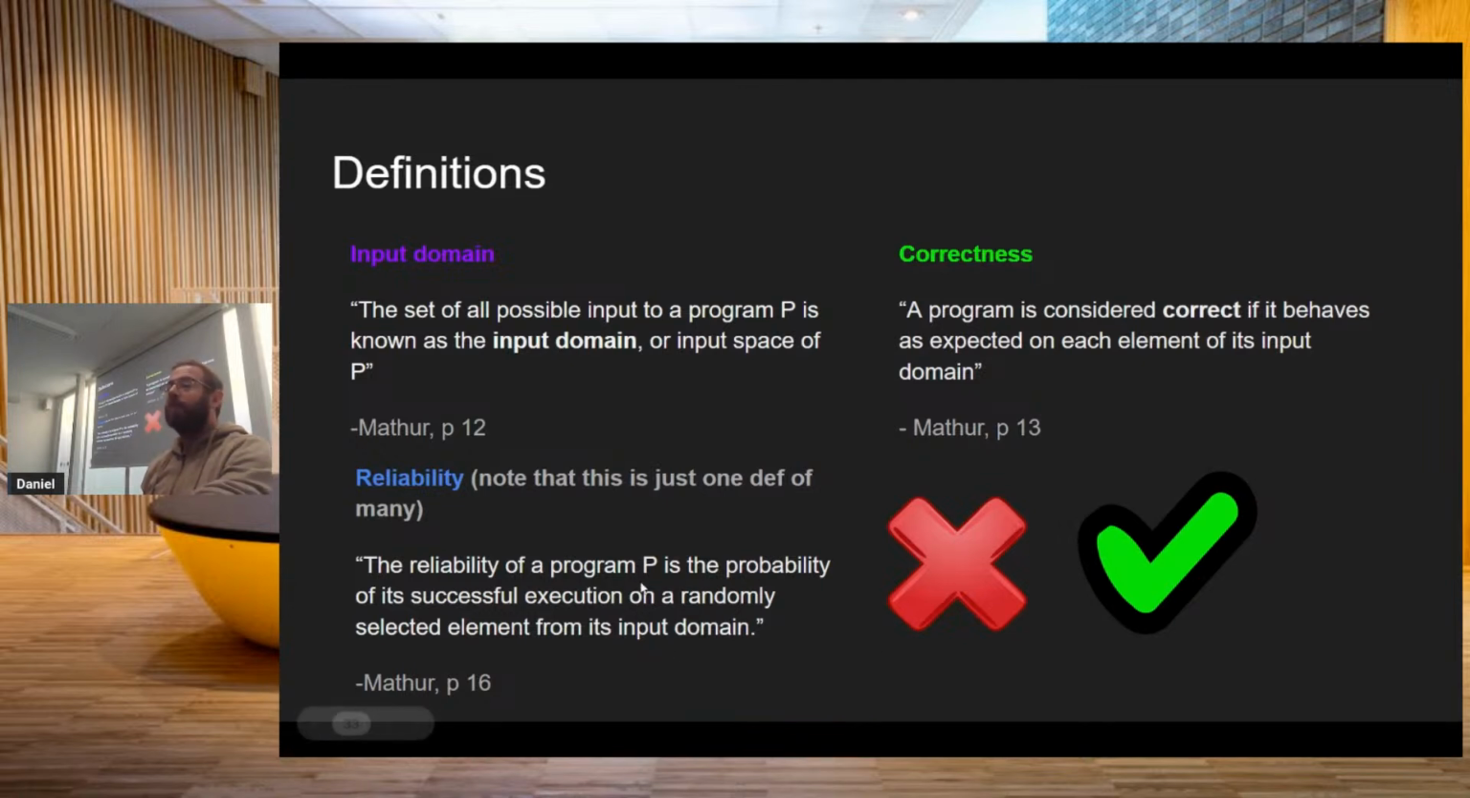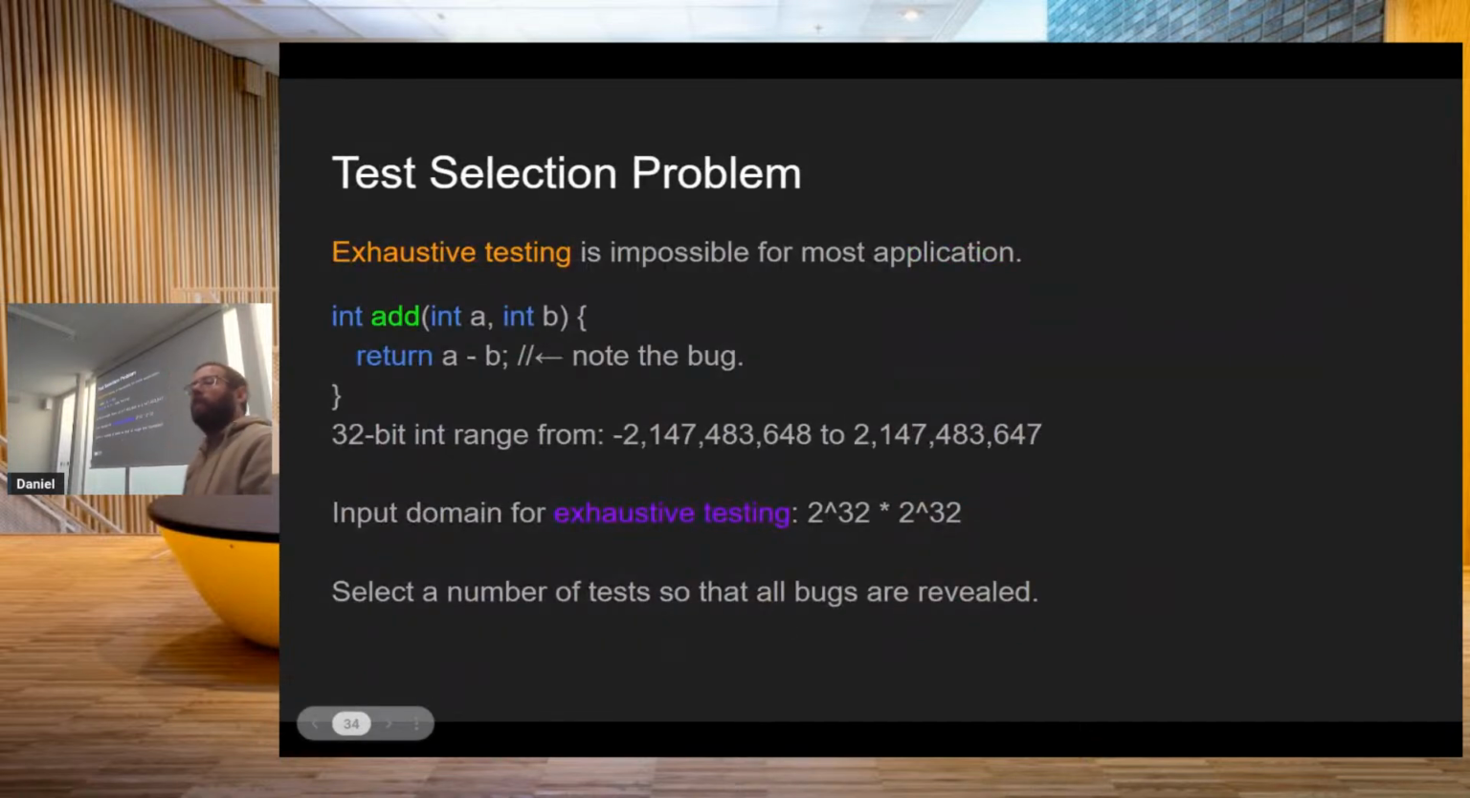Exhaustive testing is impossible for most applications. In this case, it's super easy to find the bug, the minus sign, right? We only need one test case where B is not 0 in order to find the bug. Still, if we wanted to test every part of the input domain in order to prove correctness, that would be called exhaustive testing. We test every possible combination.